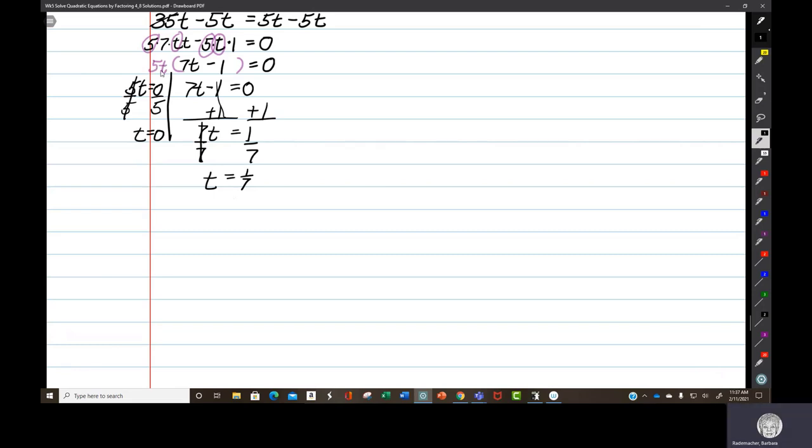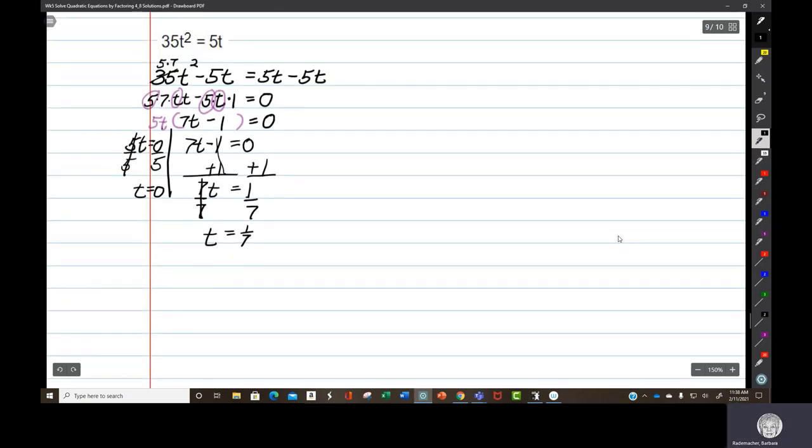Okay, see, I set both factors equal to 0. This is a monomial factor. That means it only has one term in it. This is a binomial factor. It has two terms in it, but they're both factors of 35t minus 5t. And I set them equal to 0, and here are the answers I've got. Go back to using my blue box. 0, 1/7. And those are your answers, your solutions to the equation.